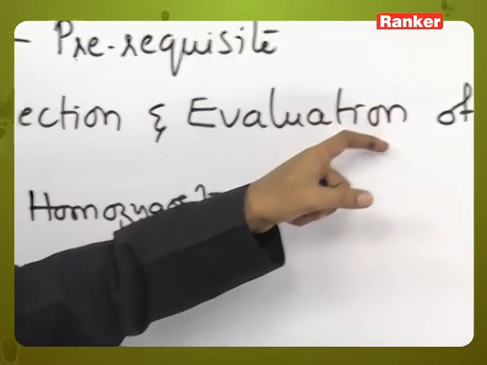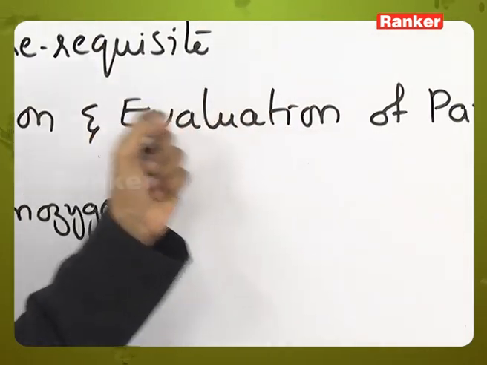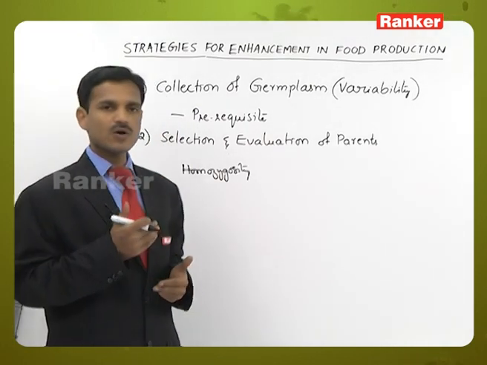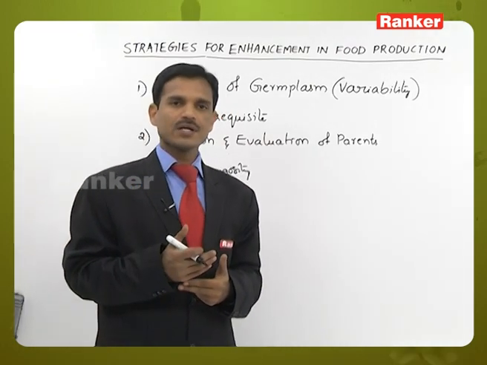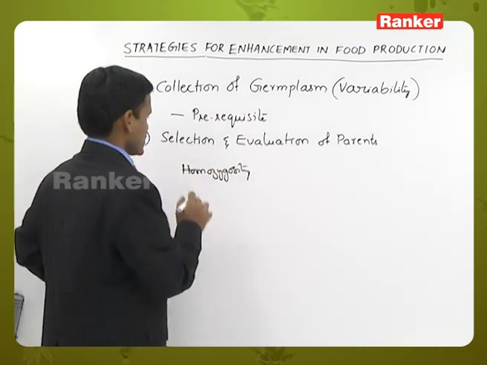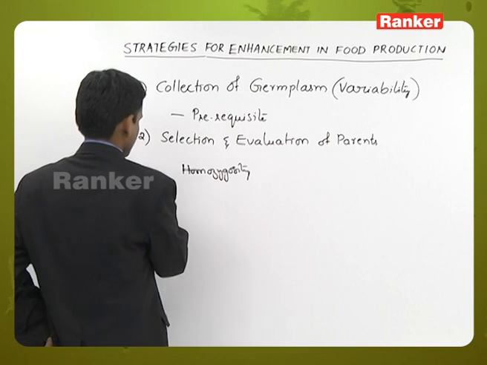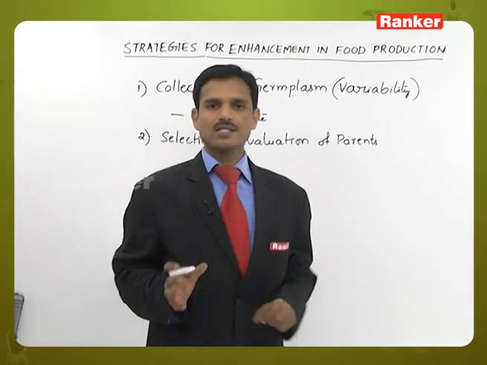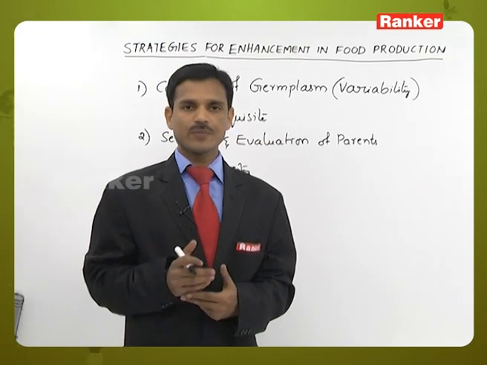So, if the plants have desirable qualities, they are selected as parents. If the parents are in the heterozygous condition, they are modified into the homozygous condition. Here, after selection and evaluation of parents, these two parents are crossed, which is cross hybridization or sexual reproduction.